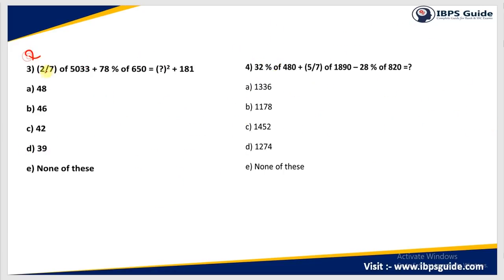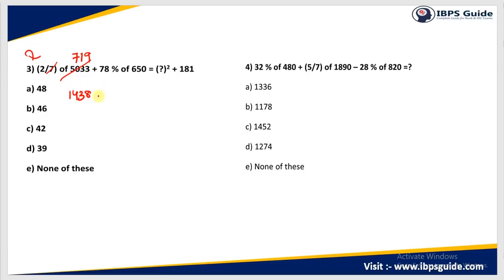Now in the third question, this is 2 by 7 of this. So first I will cancel this by 7. 7 times is 49. Then this is 13, so 7 1 times, and then 63, so 7 9 times. Now if I multiply this by 2, 700 multiplied by 2 is 1400, and 19 multiplied by 2 is 38.